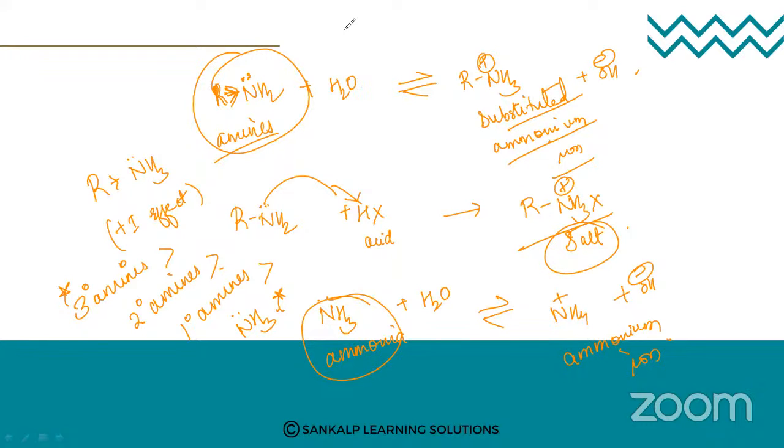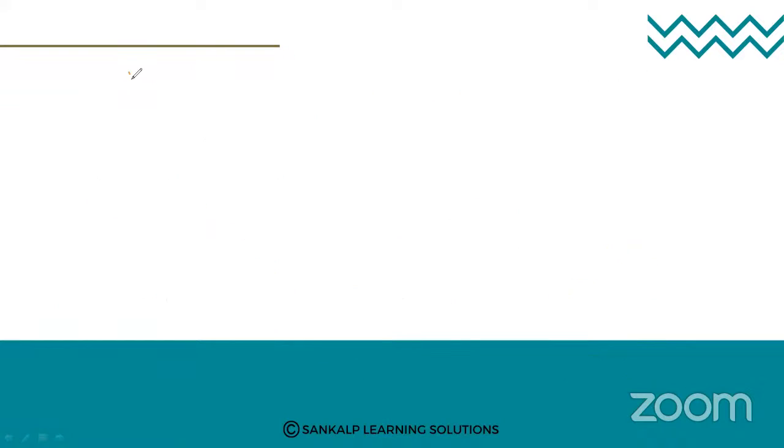So this was about our alkyl amines and ammonia. Now we will see about aryl amines. Aryl amines versus ammonia. Previously we saw alkyl amines and ammonia. Now we are going to discuss aryl amines and ammonia.